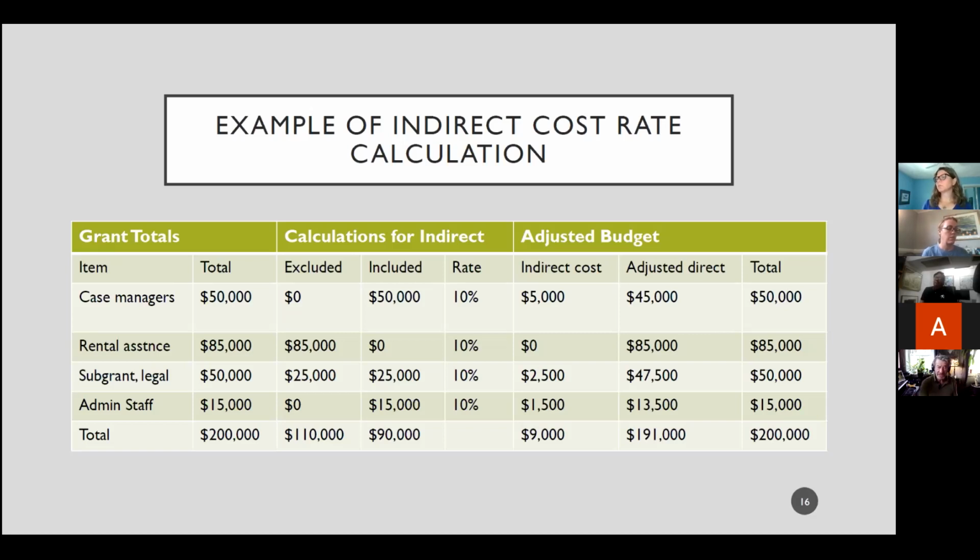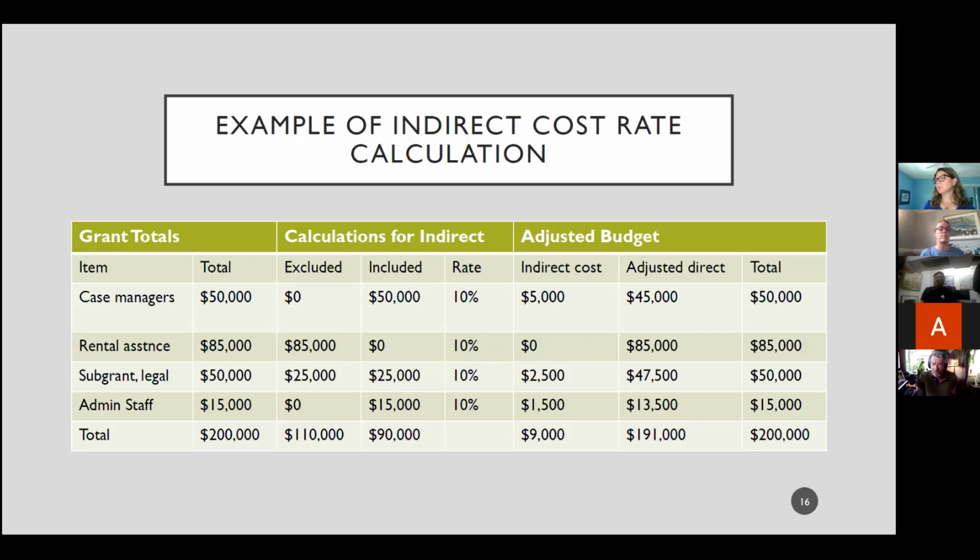The rental assistance budget line, there's a lot of money in that, but for the most part, maybe we've really got good accountants, we could put a few dollars in there for the housing quality inspections and the administration, but for the most part, we're not going to generate much in terms of indirect costs on that rental assistance line.